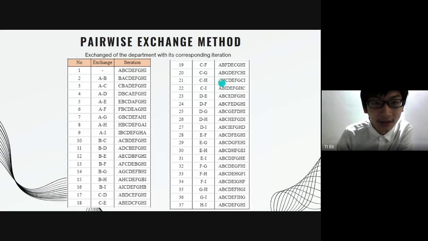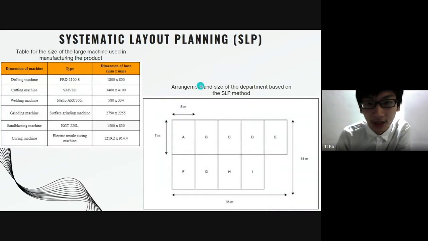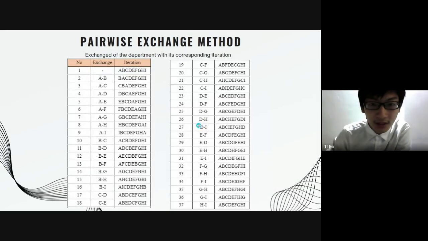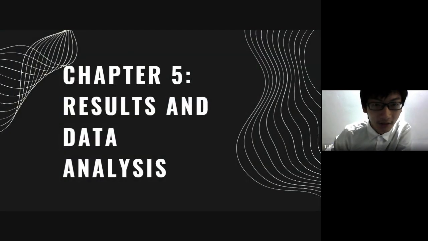This one shows the different iterations for the pairwise exchange method, which involves the exchange between two departments, from the arrangement and size of departments in the right-hand side figures. In total there are 36 exchanges of departments, starting from the exchange of department A to B, A to C, until H and I. Later we will discuss the result in the data analysis.